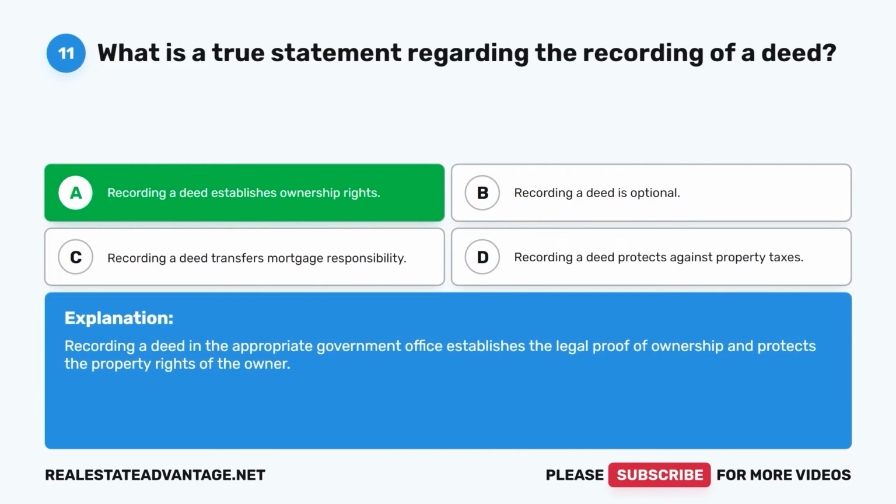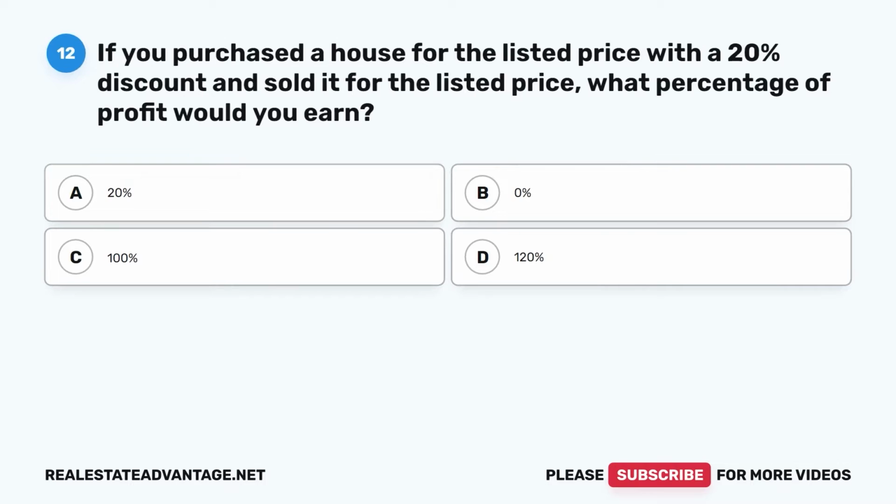Recording a deed in the appropriate government office establishes the legal proof of ownership and protects the property rights of the owner. Question 12. If you purchased a house for the listed price with a 20% discount and sold it for the listed price, what percentage of profit would you earn?